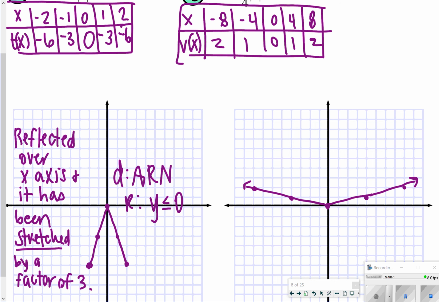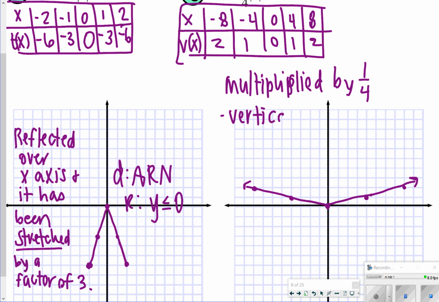Since we multiplied by 1/4, we're actually going to call this a shrink. So this would be a 1/4 of a normal parent function. So we would call this a vertical shrink of 1/4. I know that's hard because right now it looks like it was a stretch, but since it's been multiplied by a part of a number or a fraction, it's going to be considered a shrink instead of a stretch. Okay, just make sure you keep those two in mind whenever you're talking about stretching and shrinking.